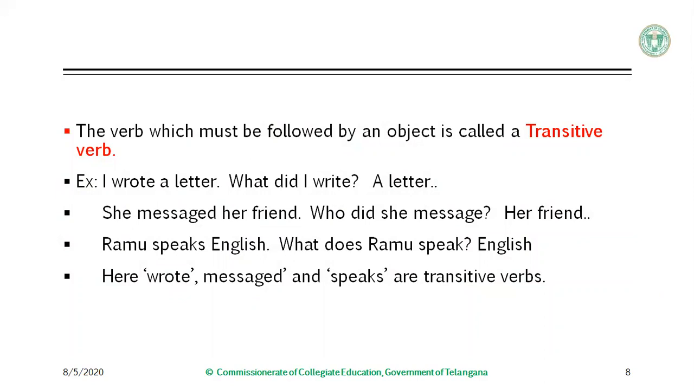He wrote a letter. What did he write? A letter. A letter is the object here. She messaged her friend. Who did she message? Her friend. Her friend is the object here. Ramu speaks English. What does Ramu speak? English. In all these sentences, the verbs wrote, messaged, and speaks are transitive verbs because they need objects. They are running into objects in the sentences given here. So they are transitive verbs.